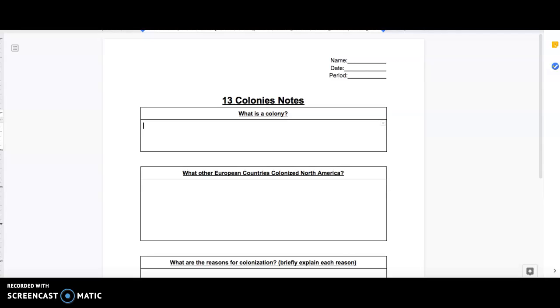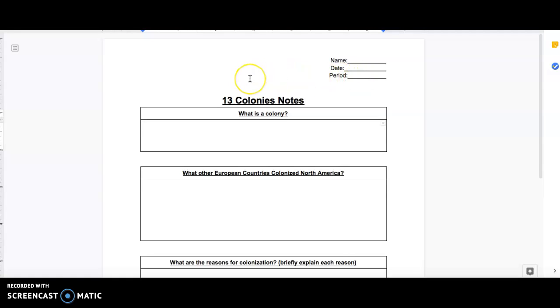So the first thing that you see on my screen is the notes organizer. When you click that link, it should have made a copy for you in your Google Docs. So the first thing that we're going to do is preview the assignment. So here we see our name, the date, and the period. That is the first thing I'd like you to fill out, please.